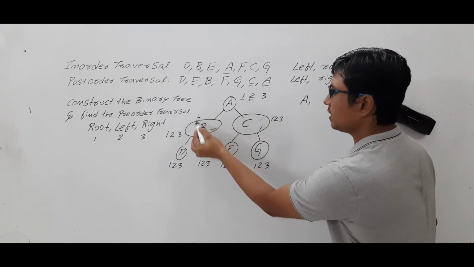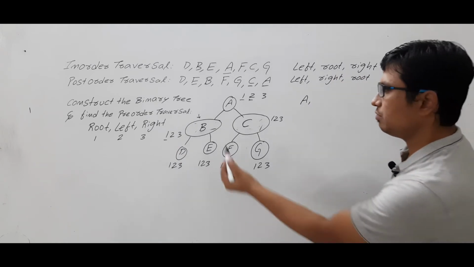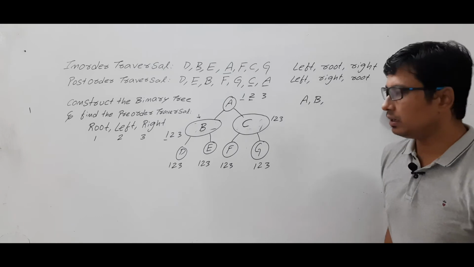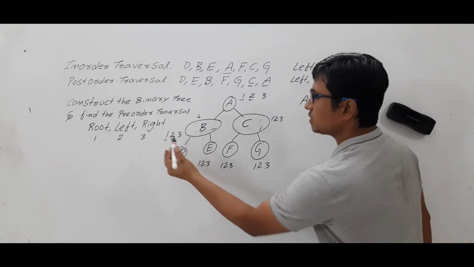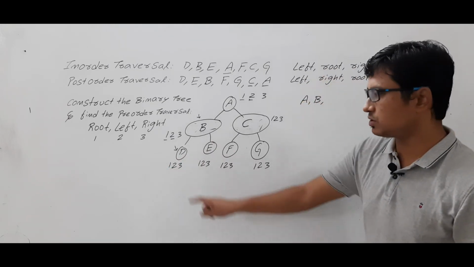So you will come here. Now again execute step 1 at node B, which is display the value. So B, you are displaying the value called B. Then you need to execute step 2, so you need to visit the left subtree. The left subtree is this one.